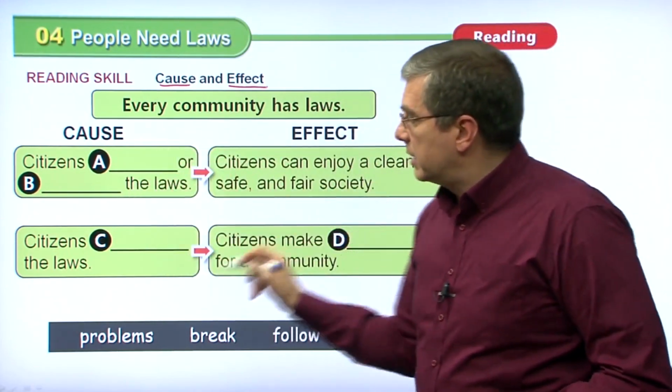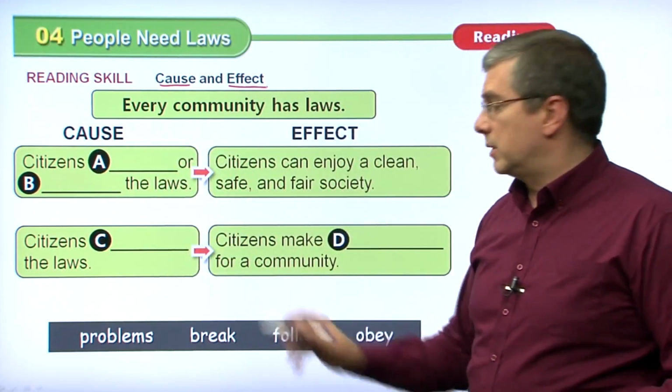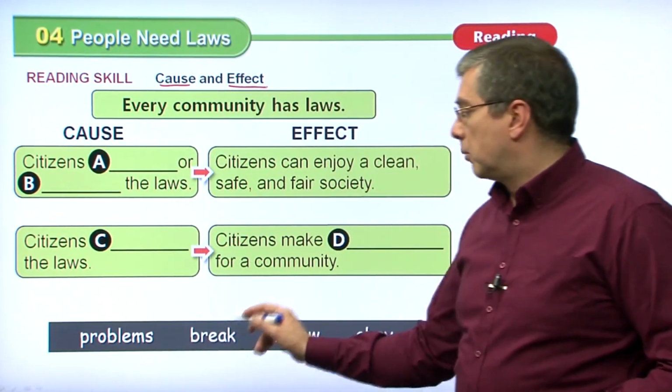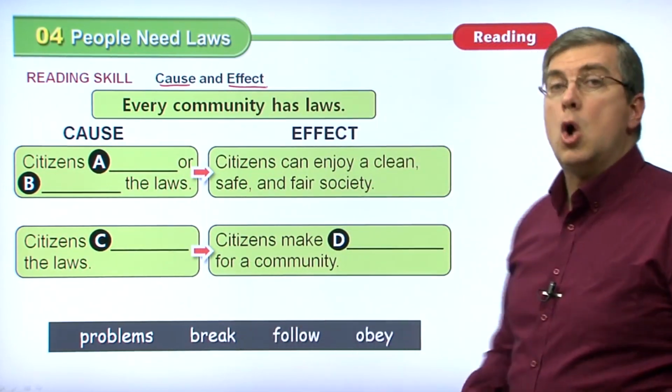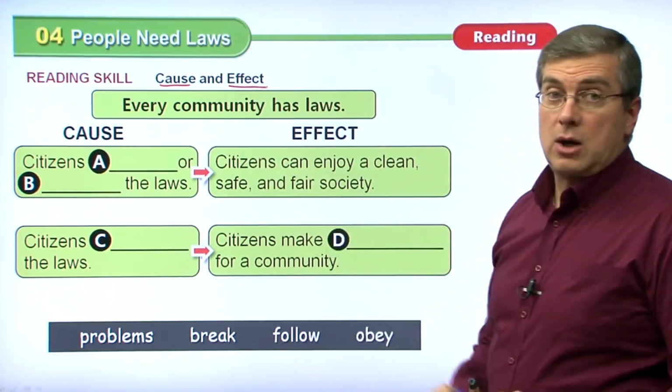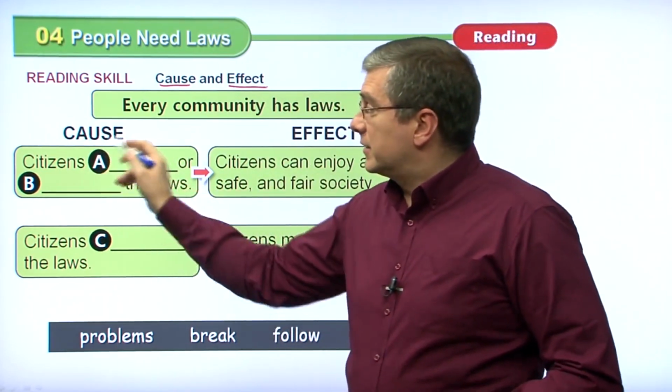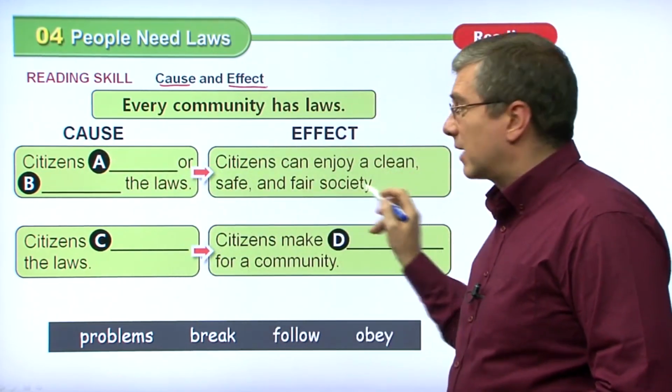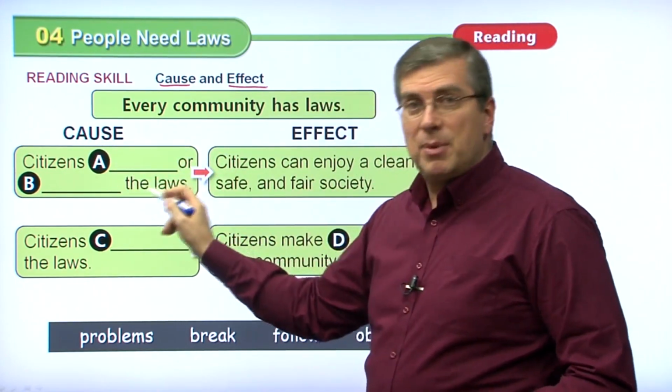We have several blanks here. We need to fill in the blanks with these words: problems, break, follow, or obey. So let's take a look at the cause. First one over here. If this situation is true, what is the effect? Citizens beep or beep the laws.